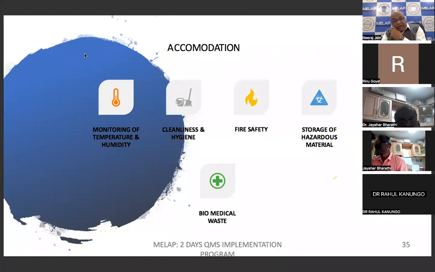You have to maintain your environmental conditions properly. What is the clause related to this? Facility and environmental conditions, 6.3.